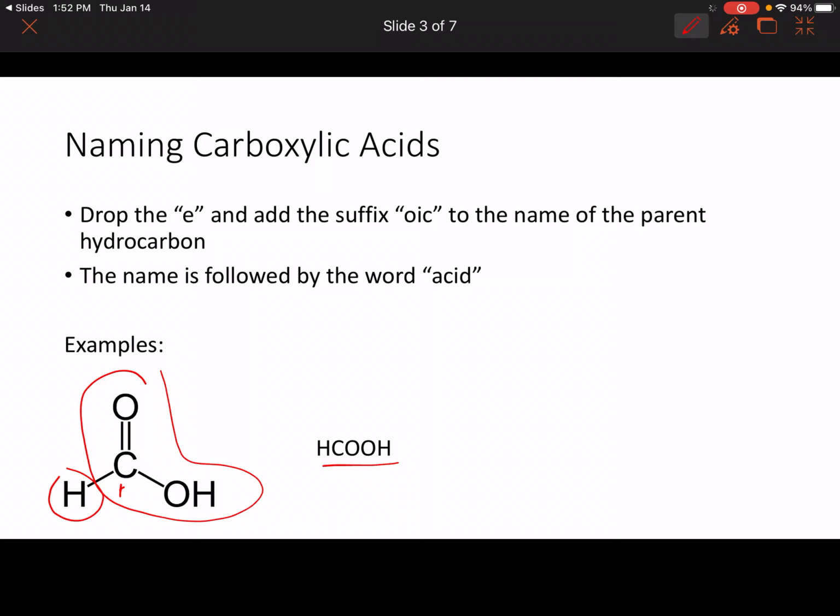So if you were to type it out, you may see it represented as HCOOH. And so for the name of this, we're going to look at the alkane it would be. This would be methane, right? If we follow the rules here, we've got methane, and it says drop the E. So let's erase that E, take it off and change it to oic acid. So the name of this particular carboxylic acid is methanoic acid. One carbon, prefix meth for that.